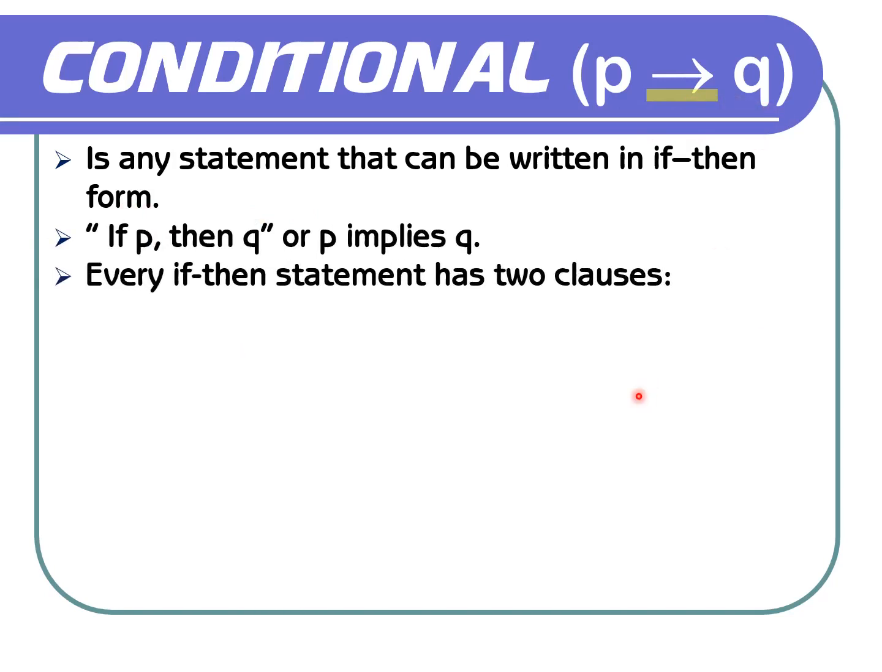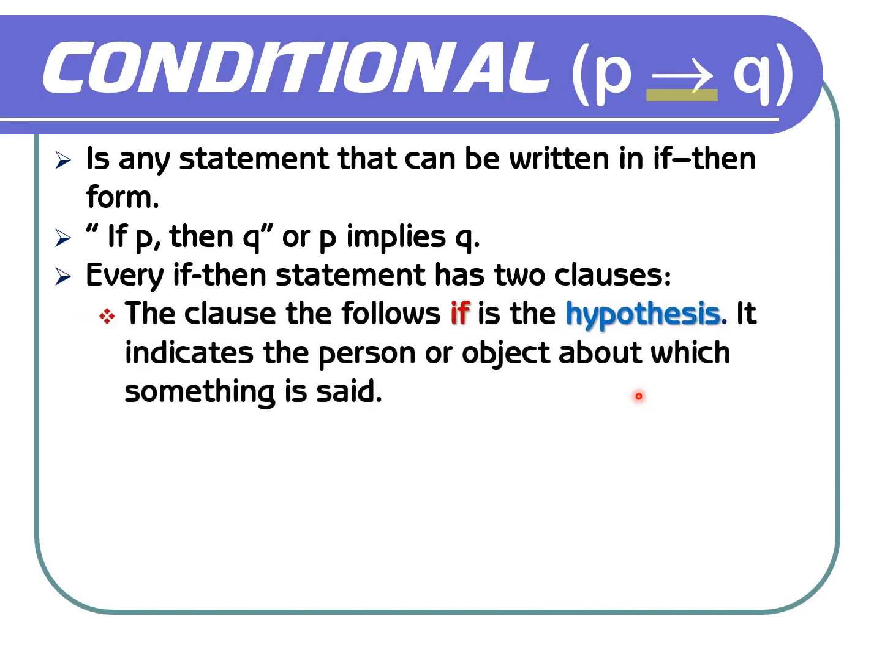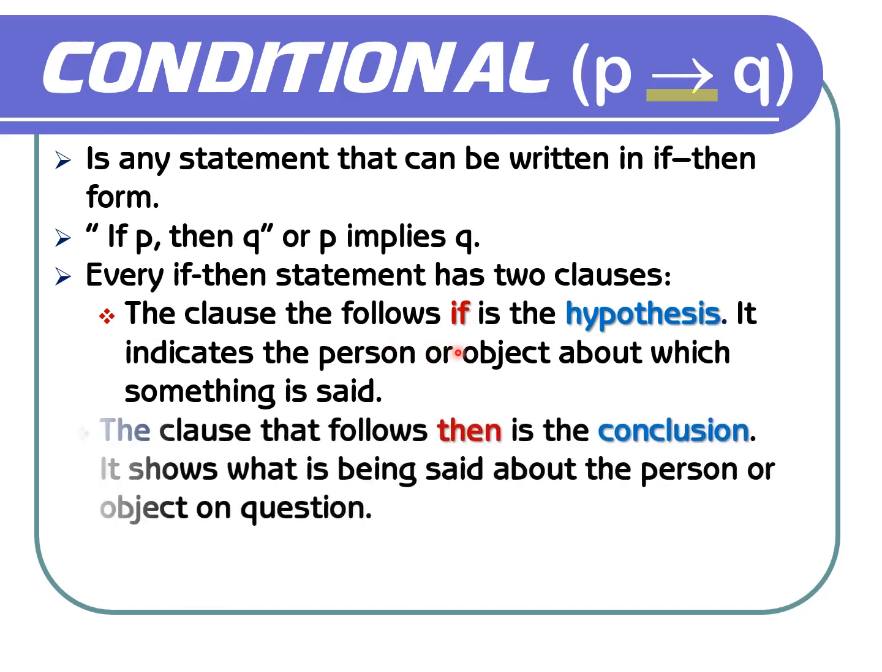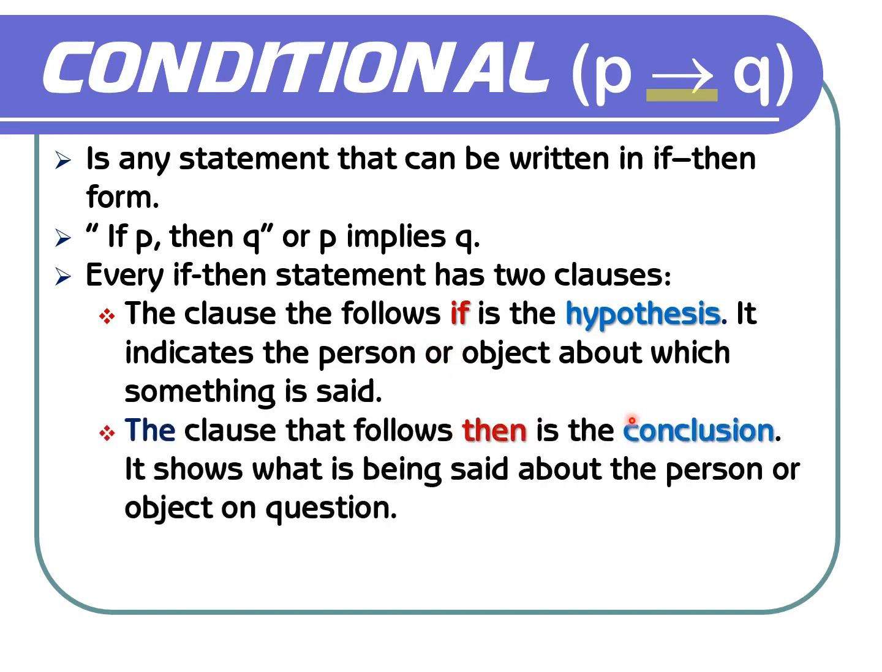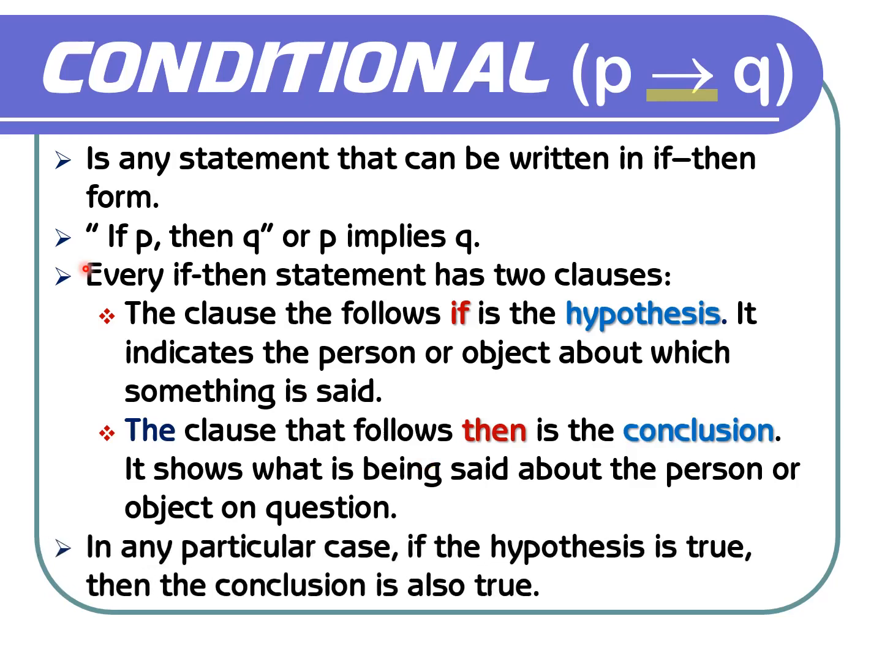Now, every if and then statement has two clauses. The clause that follows the word if is the hypothesis. It indicates the person or subject about which something is said, while the clause that follows then is the conclusion. It shows what is being said about the person or object in question. In any particular case, if the hypothesis is true, then the conclusion is also true.